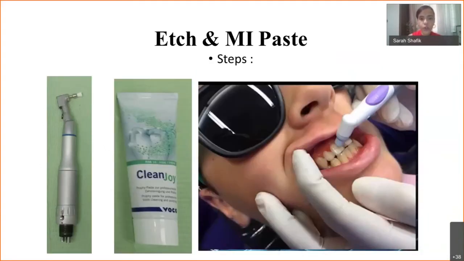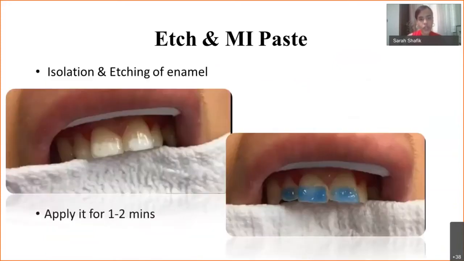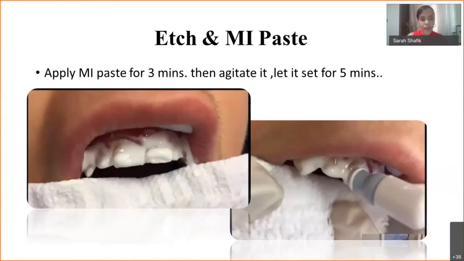So what are the steps? First, I started with polishing in order to remove the plaque and extrinsic stains and so on. Second, isolation and application of acid etch on the white lesion for 1 to 2 minutes. Actually, I applied it for 1 minute. Then I started the application of the MI paste for 3 minutes and tried to agitate it using a brush, not the one that you used for polishing, by the way, another clean one, okay? And then let it set for 5 minutes. Actually, we start with the etching in order to create more pores for the MI paste to incorporate more into the tooth structure.